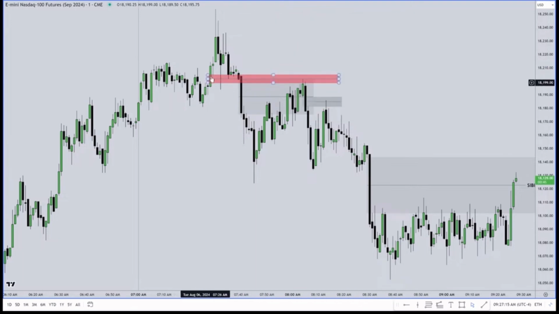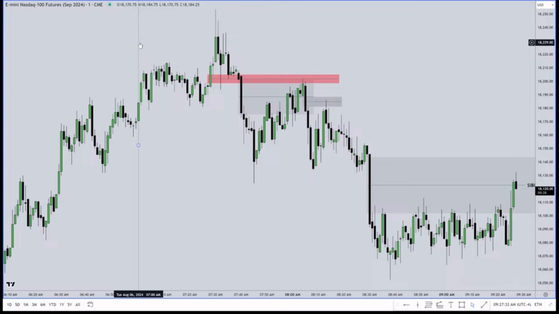So the market creates this fair value gap after this run here. You don't want to use that as a buy. We're so elongated and stretched out from London, and it's past 7 o'clock in the morning. So now we're in an AM session.